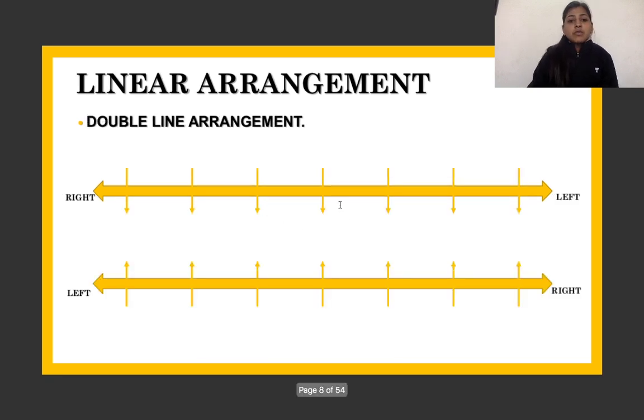Then there can be another type of linear arrangement. It's called double line linear arrangement, where there can be some people who are seated in two parallel rows facing each other. So for that, these people here have to face south and these have to face north so that they can face each other. According to their faces, south or north, the left and right are there. So before you start solving, you have to get the figure ready according to how many people are there, and then start using the clues here.